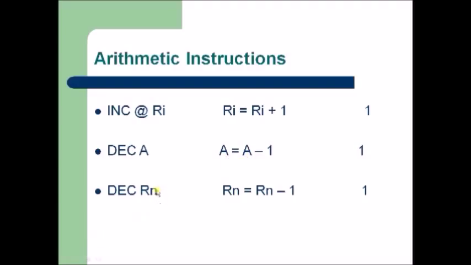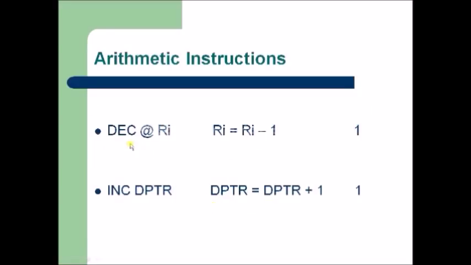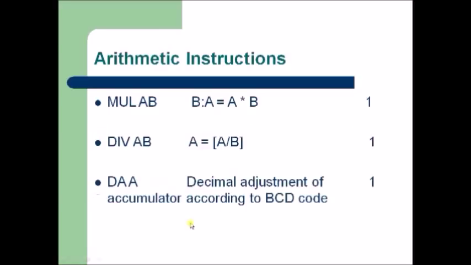DEC Rn, so here Rn again R0 to R7, value will be decremented, and the result will be stored inside the same register. DEC @Ri, similar again. INC DPTR, which is going to increment DPTR, and again the result will be stored inside DPTR. Now MUL AB, now it performs multiplication between A and B, and the result will be stored in this way, that is higher bits or MSBs are stored inside B and LSBs are stored inside A.